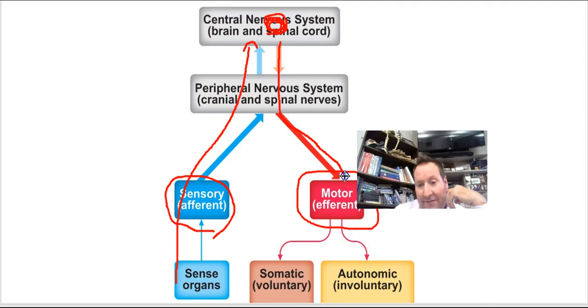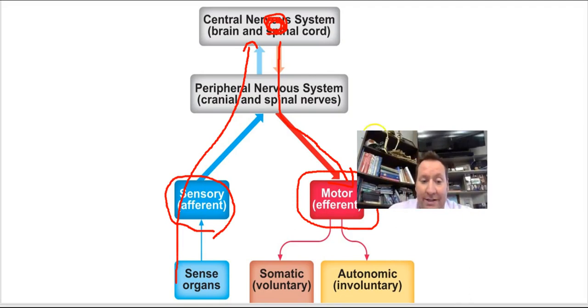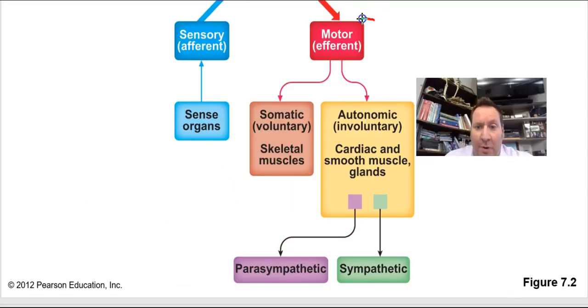And then we respond through the motor division of the peripheral nervous system, also called the efferent. So you have the sensory information being sent to the central nervous system. We process that information in the central nervous system and respond via the motor division. Now, with the motor division of the peripheral nervous system, we have to divide this even further to make it even more confusing, because sometimes in human anatomy and physiology we make things really complex. But this really isn't too bad.